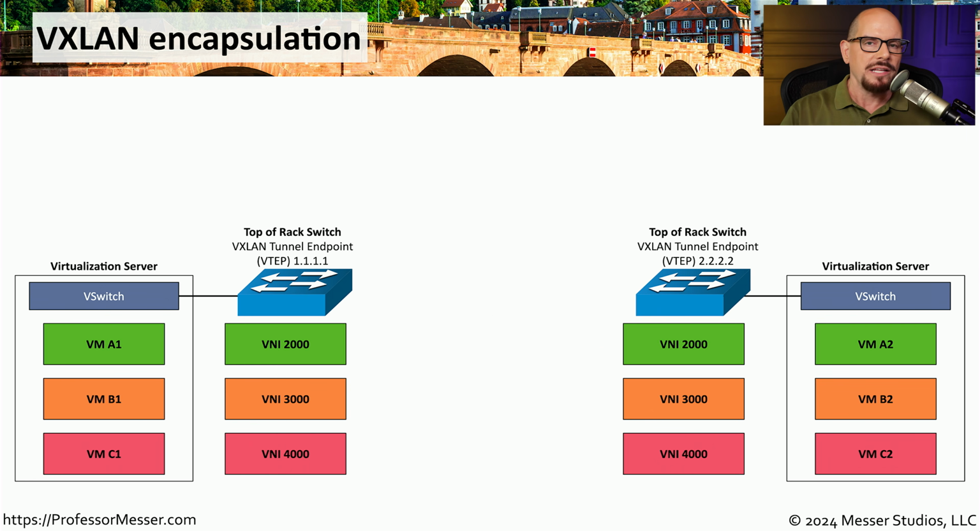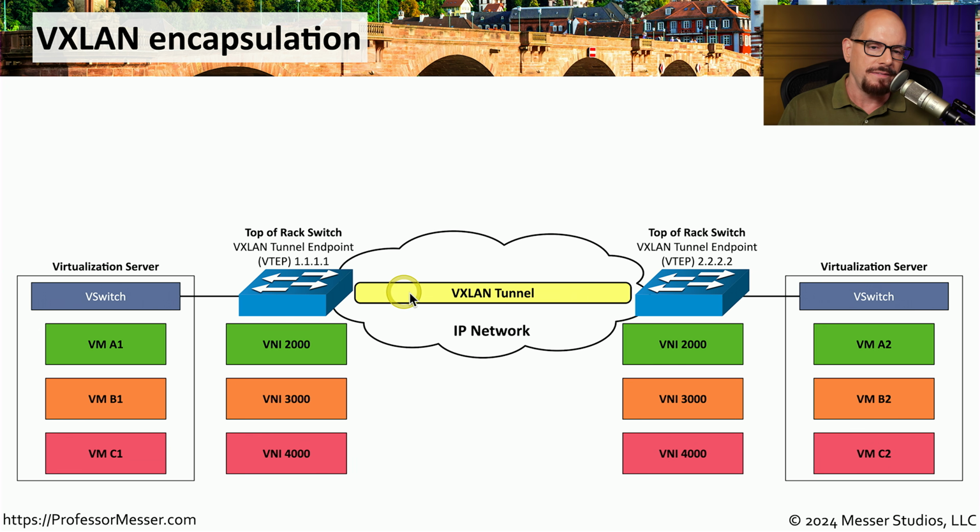So the challenge is connecting VNI 2000 in one data center with VNI 2000 in another data center, VNI 3000 in one data center to the other, and VNI 4000 in one data center to the other. The way that we would accomplish this is through the use of a VXLAN tunnel. This uses an existing IP network to be able to provide the transportation, and we're able to encapsulate information in one data center, send it through this tunnel, and decapsulate it on the other end.